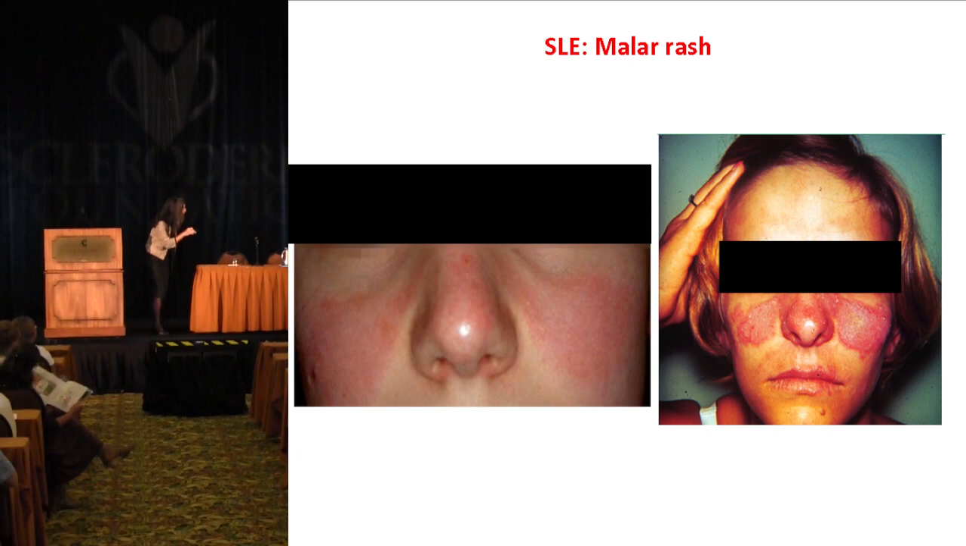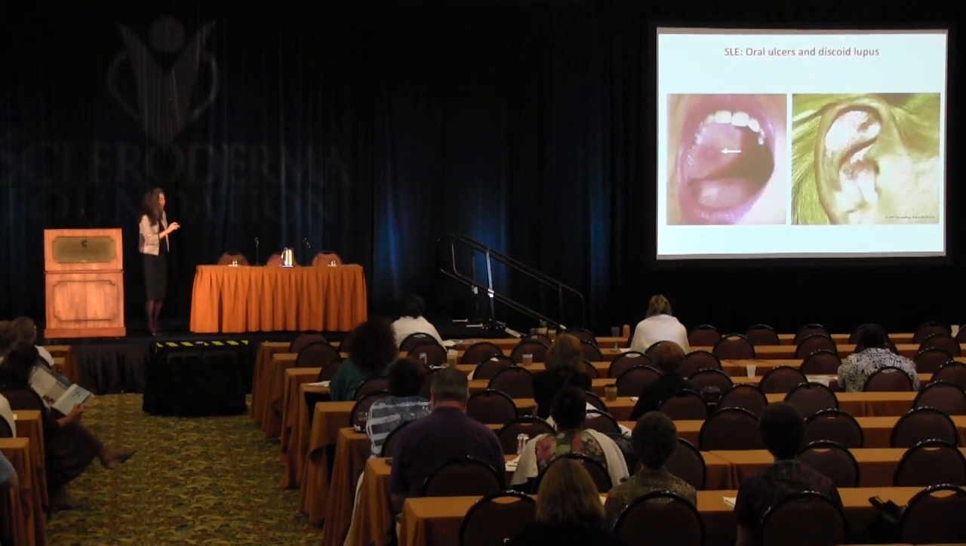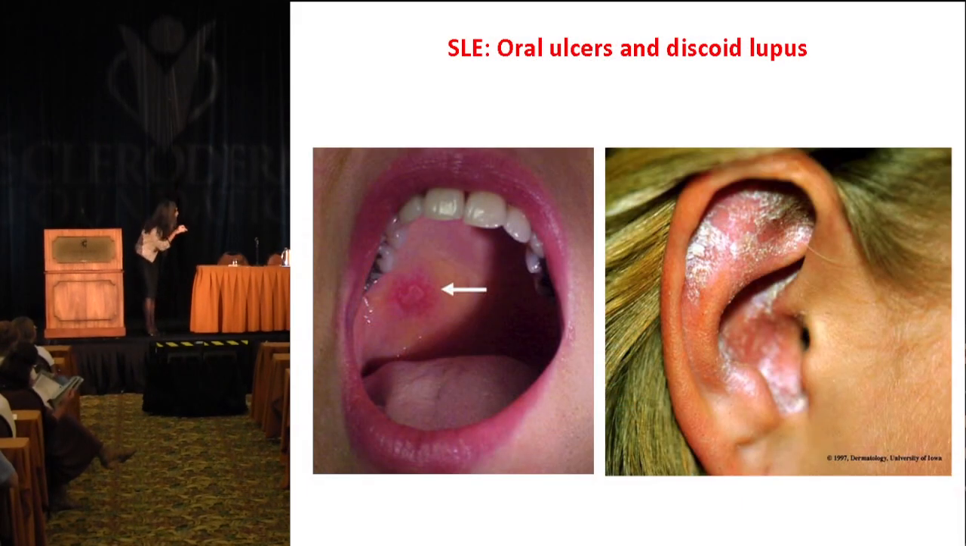Here's a more dramatic example. This has a more discoid look to it. So that's very classic lupus. Oral ulcers, again, this doesn't project very well, but believe me, there's a little ulcer on the top. These ulcers tend to occur on the roof of the mouth, and more commonly, they're painless, okay? These are not canker sores, this is different.